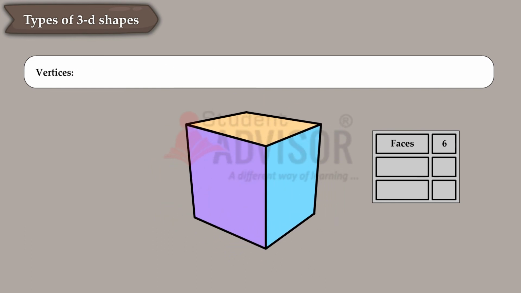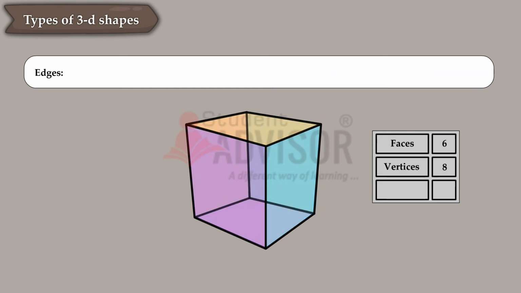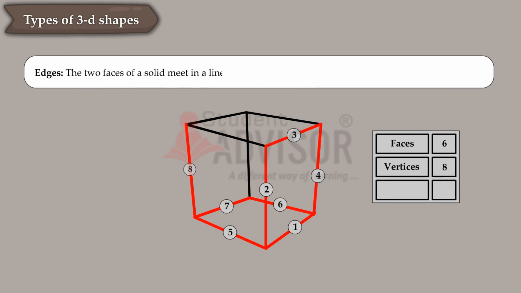Vertices. Each corner where three faces of a solid meet is called its vertex. The plural of vertex is vertices. Vertices is equal to 8. Edges. The two faces of a solid meet in a line called an edge. Edges is equal to 12.